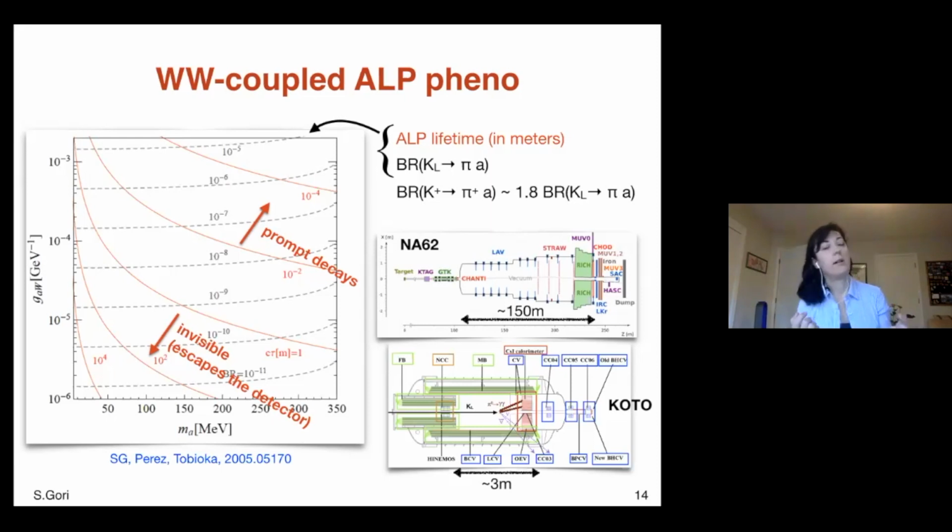For KOTO, it's pretty easy to be invisible, in the sense that KOTO, as shown in this cartoon, has a detector that is relatively small, of a few meters. So if the ALP has a lifetime that is longer than a few meters, then it will look like an invisible ALP from the KOTO perspective. For NA62, we have to require a longer lifetime because NA62 is a much larger experiment as shown here. So we have to go to coupling constants that are smaller. Okay.